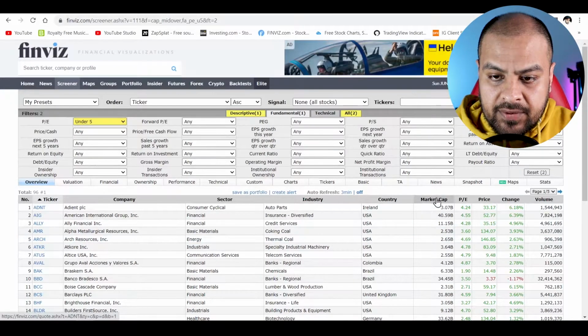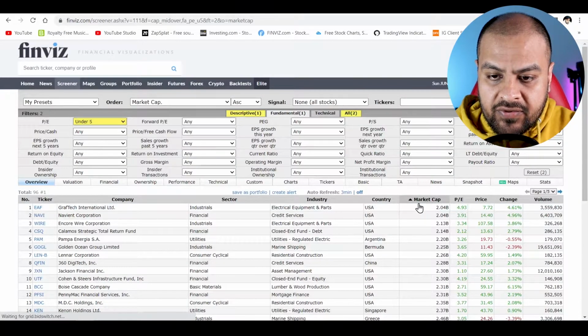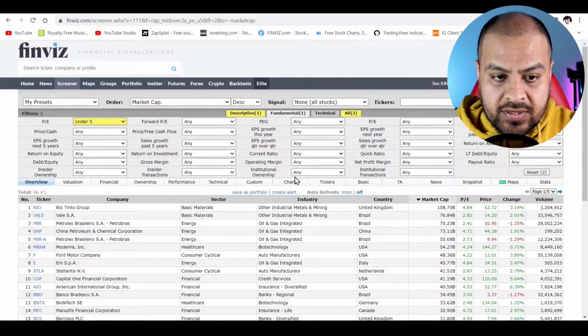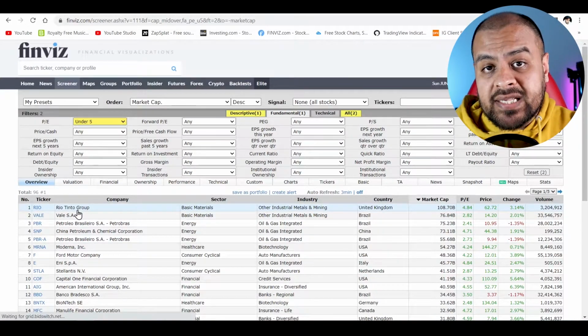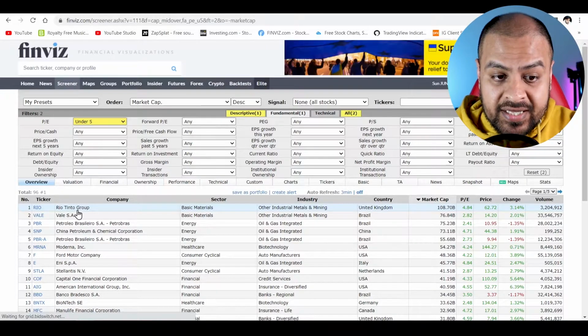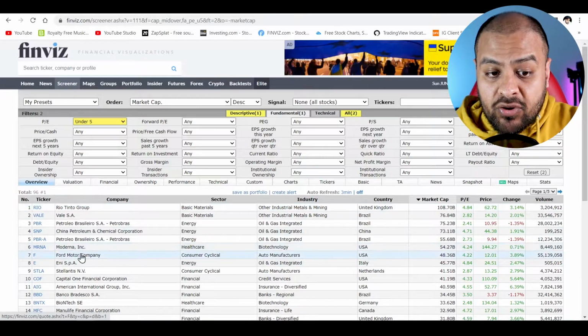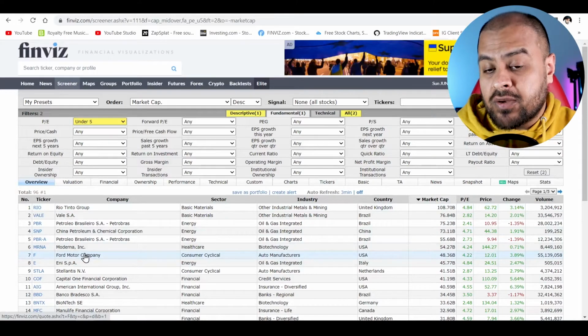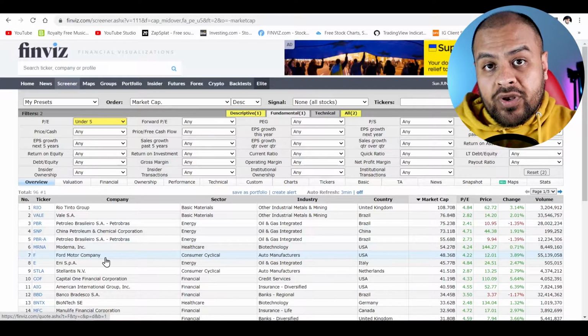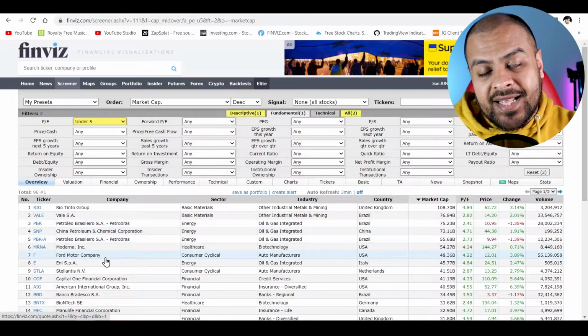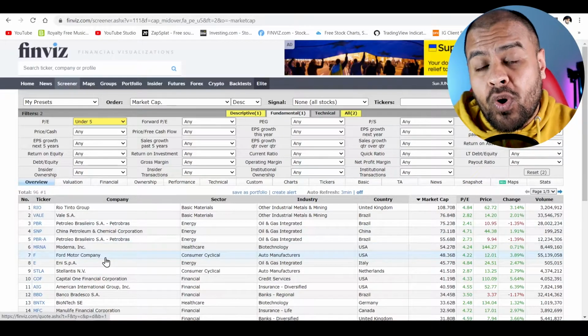And if I just screen it by market cap, I wonder if any of the big leaders are there. Oh wow, Rio Tinto is on there. It's a massive one, one of the biggest mining companies in the world. You've got Moderna in there, you've got Ford Motor Group in there. So some really good companies with very low PE ratios. And something like Ford, if we compare it to Tesla, Tesla has a PE ratio of over 100.